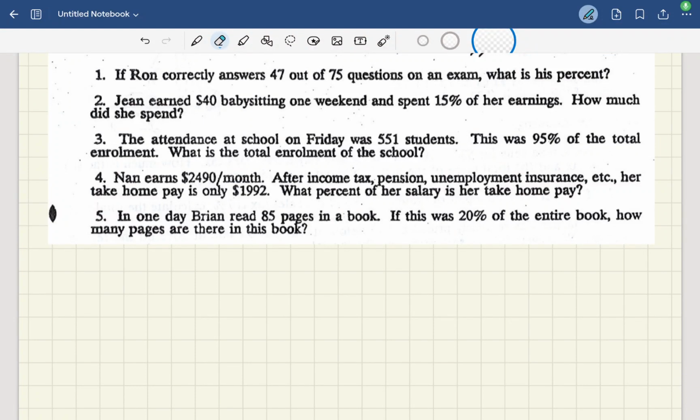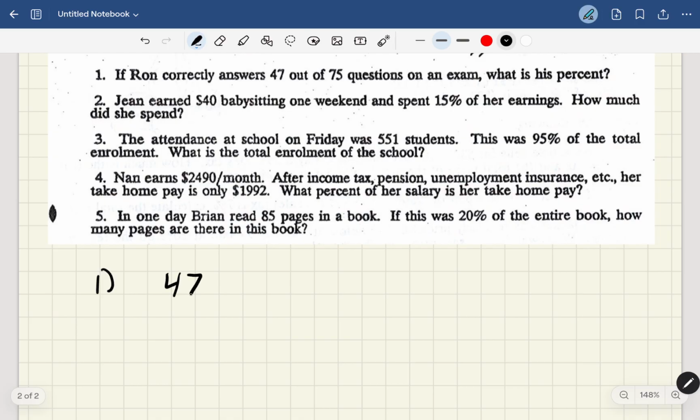Solve some percent problems. So here we have 5 problems. Let's try the first one. Number 1 says Ron correctly answers 47 out of 75 questions on the exam. What is his percent? Kids are always asking, sir, what's my percent? Okay, so 47 out of 75.